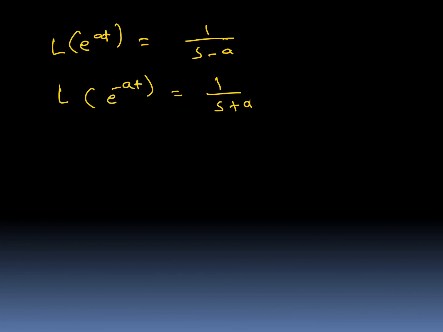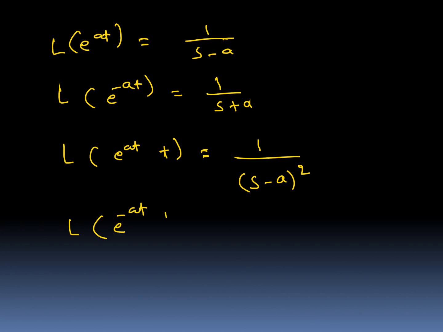Like this, Laplace of e to the power at into t, we know Laplace of t to the power n is n factorial divided by s to the power n plus 1. So here it's 1, so you will get 1 by s minus a whole square. If it is L of e to the power minus at into t, you will get 1 by s plus a whole square.